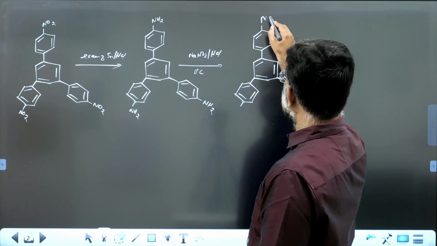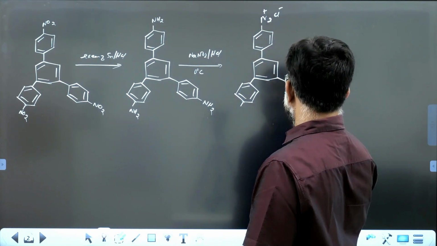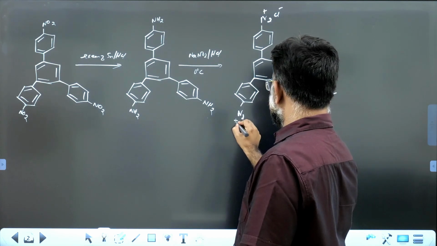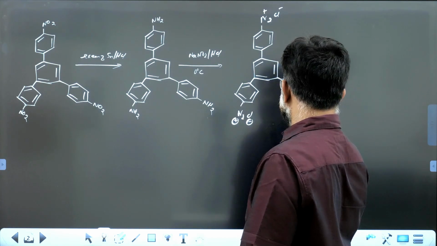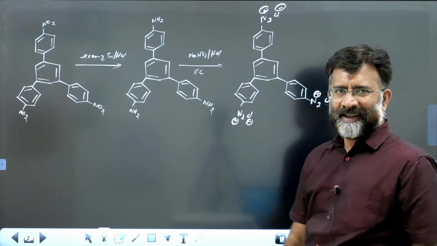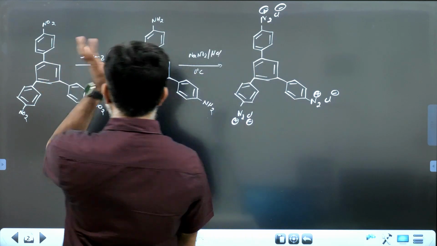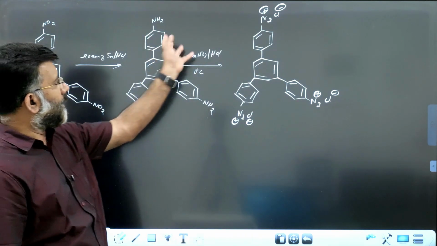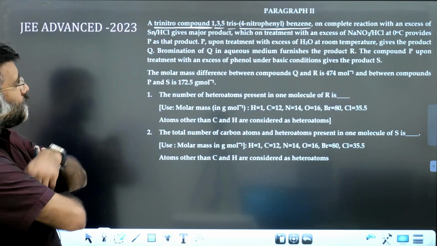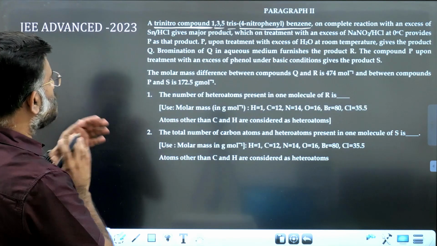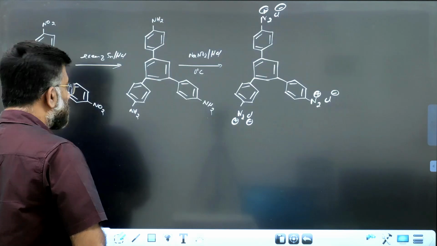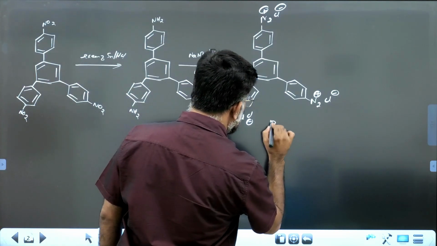You will get N2+ Cl-, like this. So you get diazonium salt. Right? So nitro reduced to NH2, that diazotization we got diazonium salt. What next? So that is product P. This compound is termed as product P.